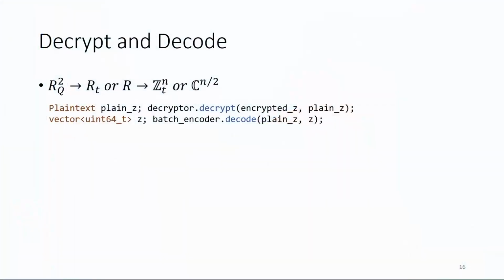And finally, we get decryption and decode. Decryption first maps the pair of polynomials to a single polynomial, which is the plaintext, and then decode turns it into the vector. And there's your result. You decrypt Z, calling these. You decode plaintext Z, calling these. You get the result stored in Z. So super simple, two lines.